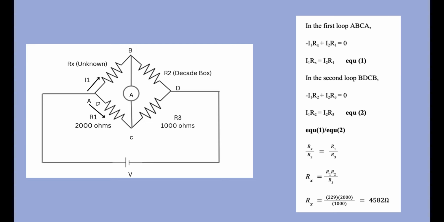Again, in the second part BDCB, we get the equation I2R3 is equal to I1R2. So when we write both equations to simplify, we finally get Rx is equal to R1R2 by R3. In our case, R1 is equal to 2000 and R3 is equal to 1000. Plugging in those values and the other resistors, we get the value of the unknown resistors.